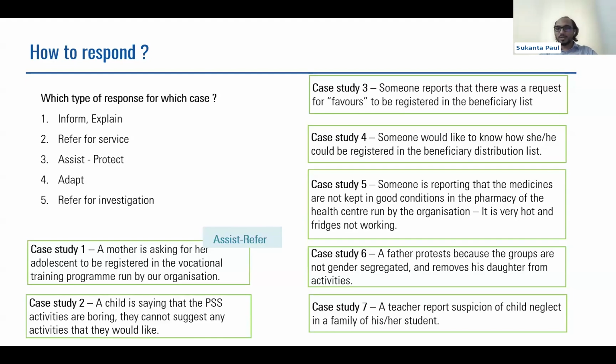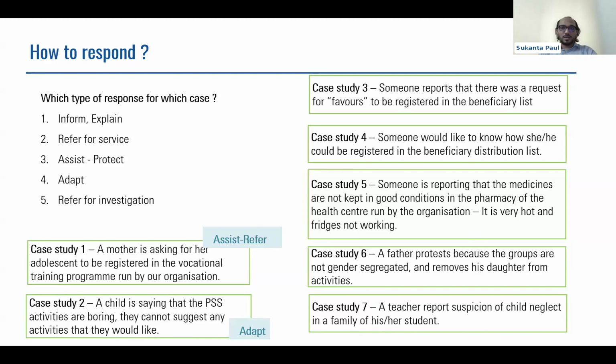So let's take one more case, and we can go to the next slide. A child is saying that the PSS activities are boring. So what do you think? What can be the action here? What can be the response here? Any 4? 4 is yes, the winner. Adapt.